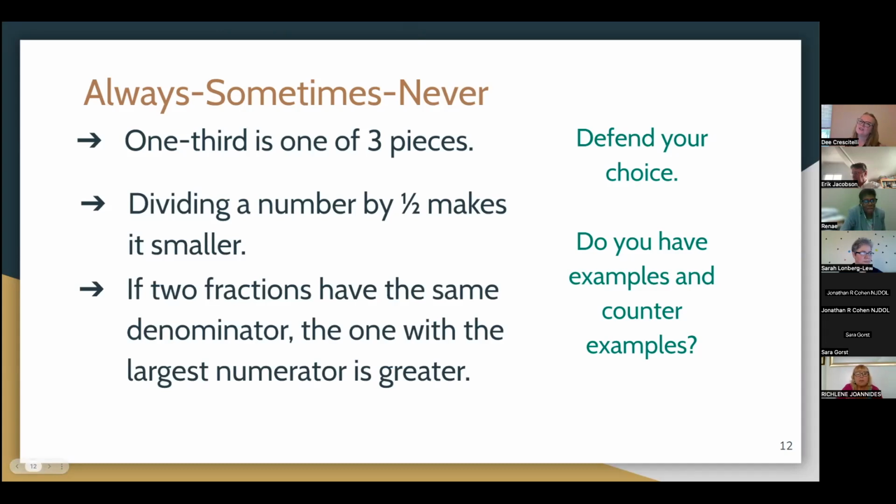If two fractions have the same denominator, the one with the largest numerator is greater.